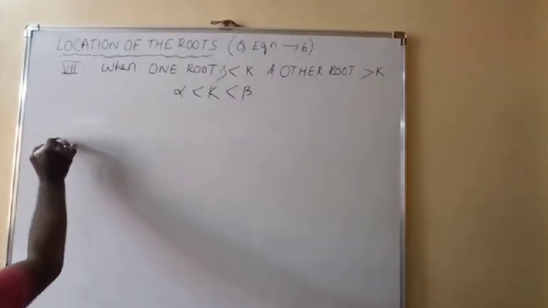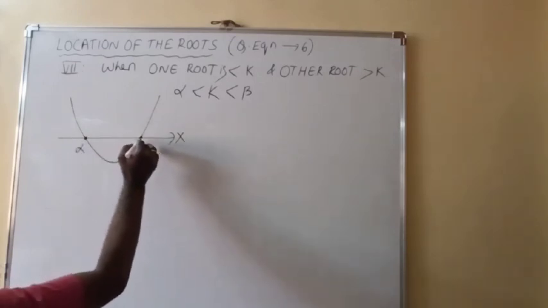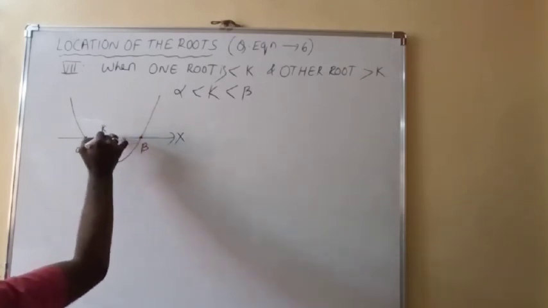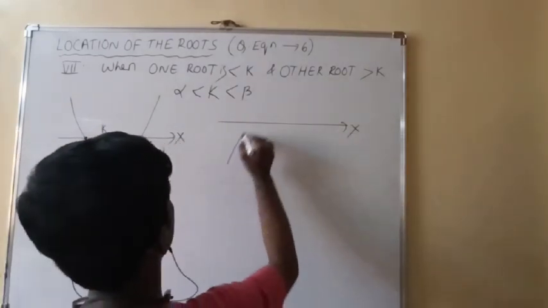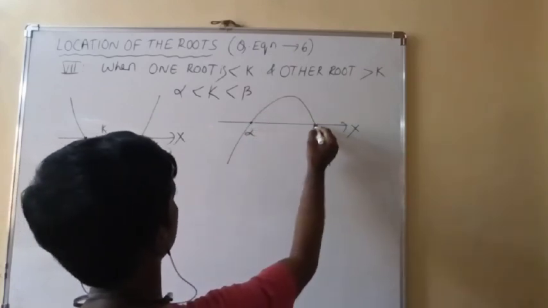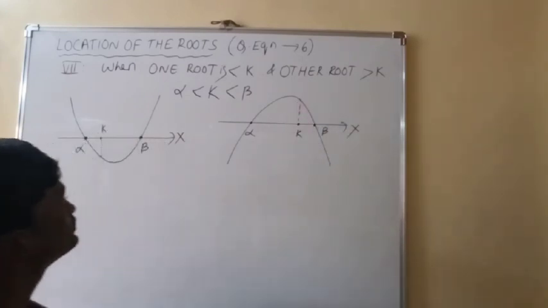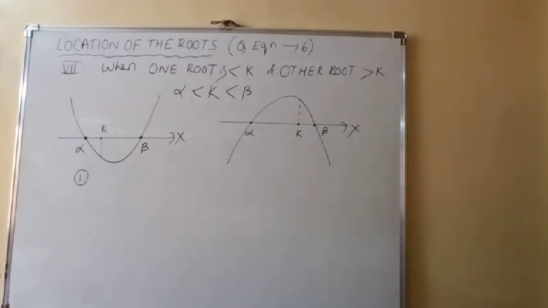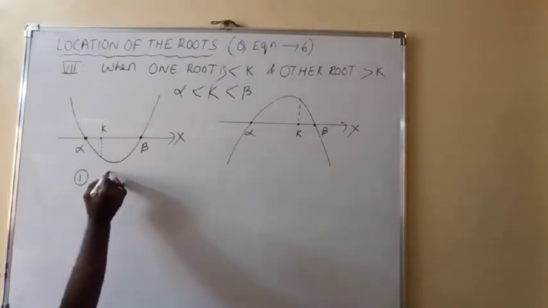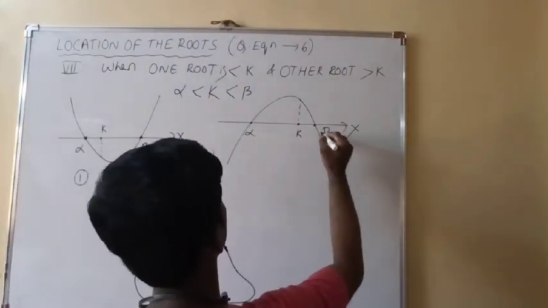So in this case, we'll get the graphs like this. When a is positive, this is the case. When a is negative, this will be the possibility. So k may be any number between alpha and beta. By looking at these two graphs, we can say that the roots are clearly distinct. So discriminant is greater than 0, real and distinct.